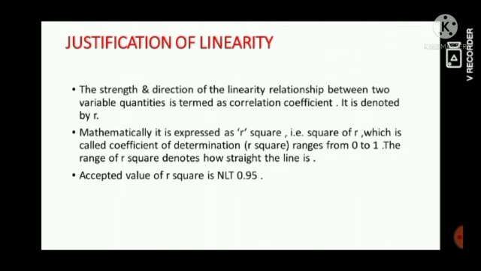Justification of linearity. The state and direction of the linearity relationship between two variable quantities is termed the correlation coefficient. It is denoted by r. Mathematically, it is expressed as r square, the square of r, which is called the coefficient of determination and ranges from 0 to 1. The range of r square denotes how straight the line is. Accepted value of r square is not less than 0.95.